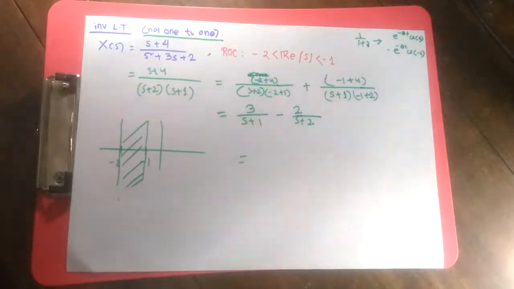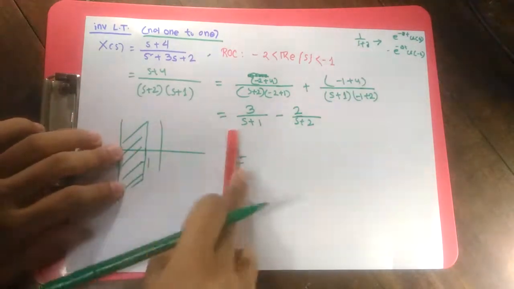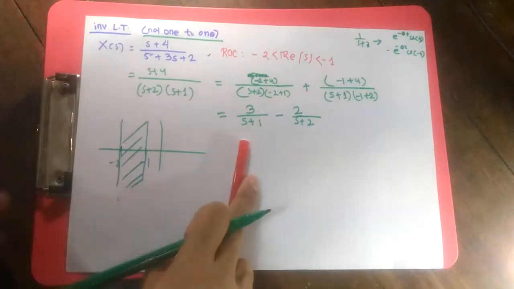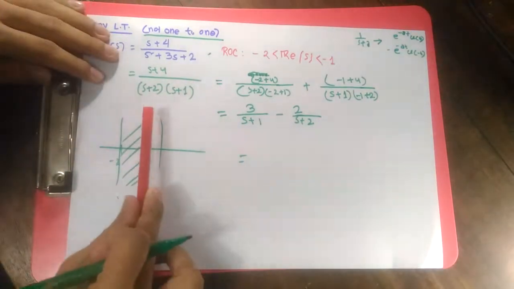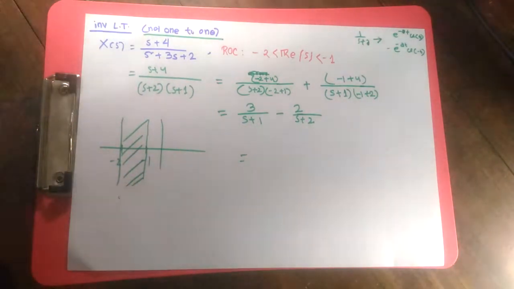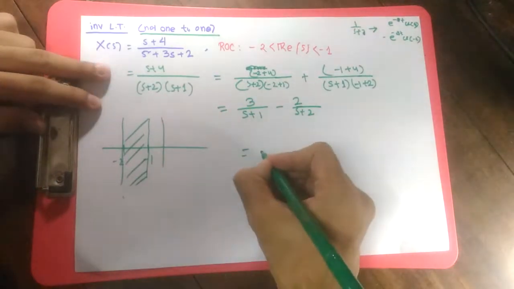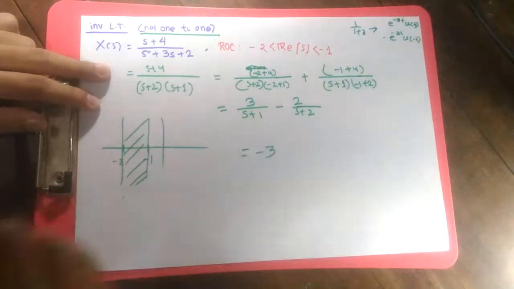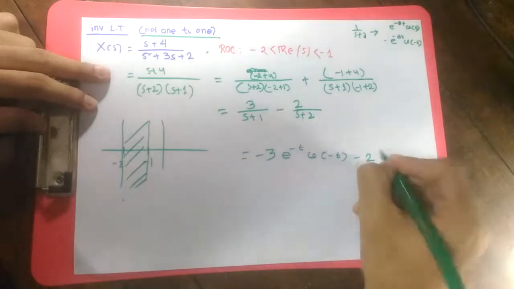Alright. Now let's guess that minus 1, this pole, is a causal pole. If it was a causal pole, then the ROC would be on the right hand side of it, so there is no way that is going to happen. That's not our given ROC. If it is an anticausal pole, then the ROC is going to be on the left hand side of it, and then there will be some chance. So obviously it has to be an anticausal pole. So the inverse Laplace transformation is going to be minus 3 e to the power minus t u of minus t, and then minus 2.